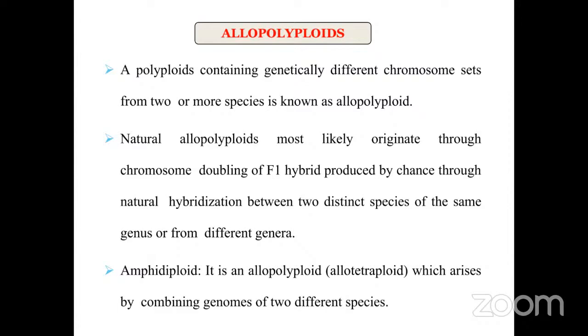Whenever we do the crossing, you know how wheat has evolved. So wheat is a very good example of allopolyploid. It contains chromosome sets that are not homologous. They are distinct, coming from various species during the crossing. Okay.